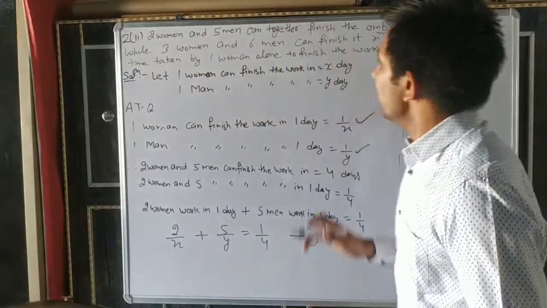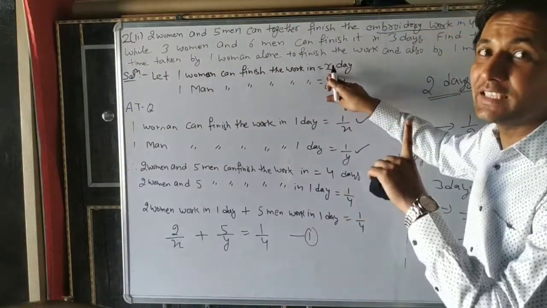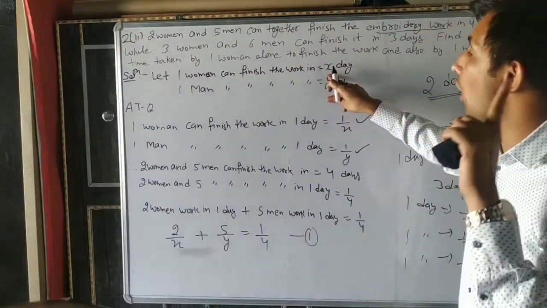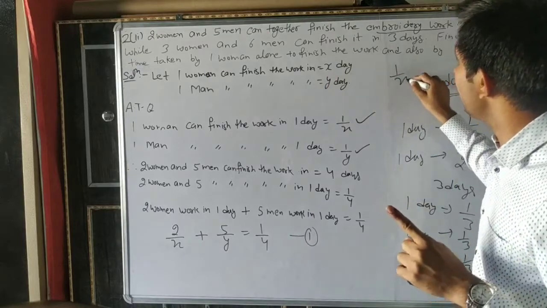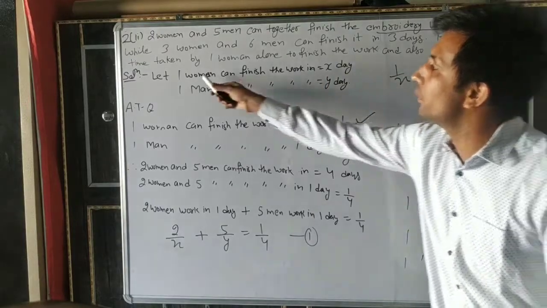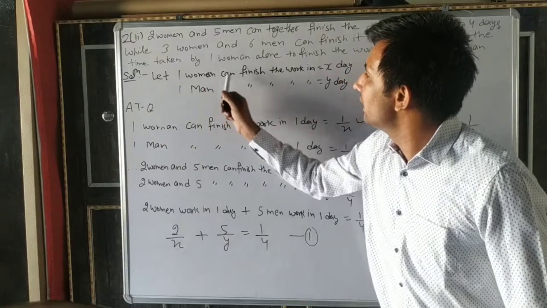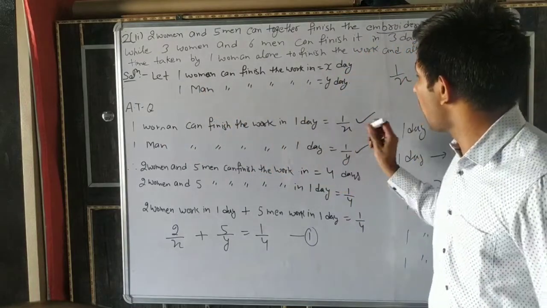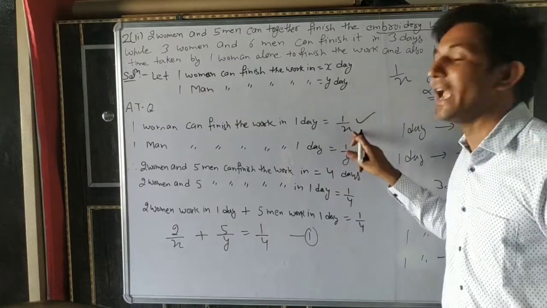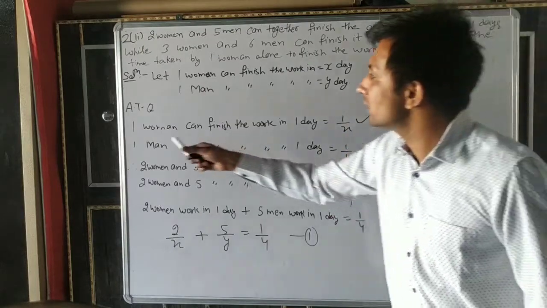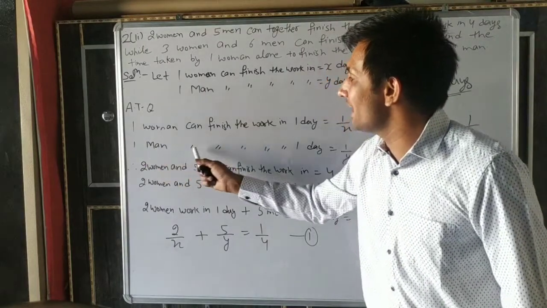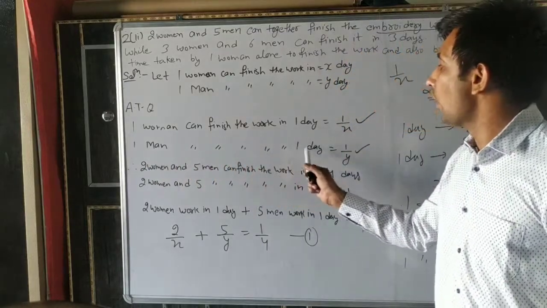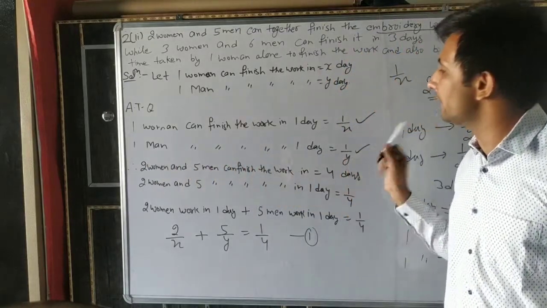So tell me, if you can finish a work in X days, so in 1 day, how much work will you finish? 1/X. So same as it is, we write it. One woman can finish the work in 1 day, so how much work can you finish? 1/X part. Same as it is, we find one man can finish the work in 1 day, 1/Y part.